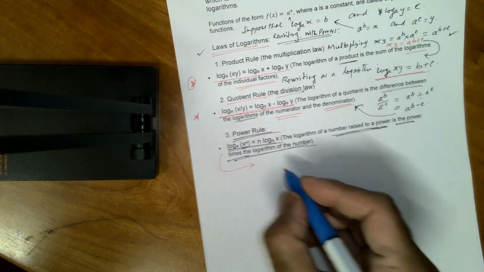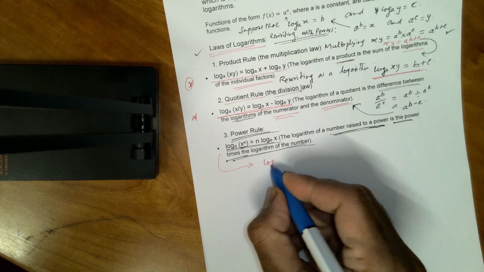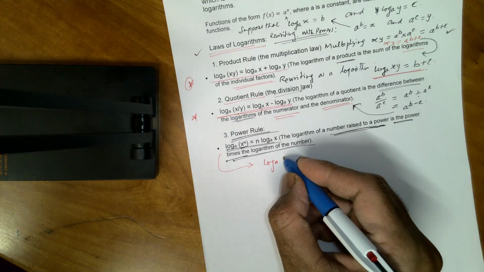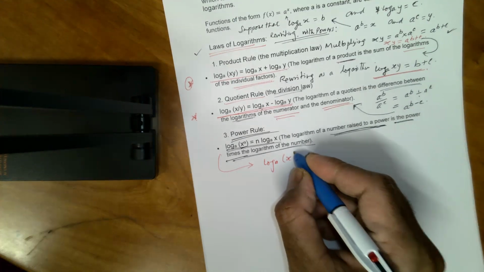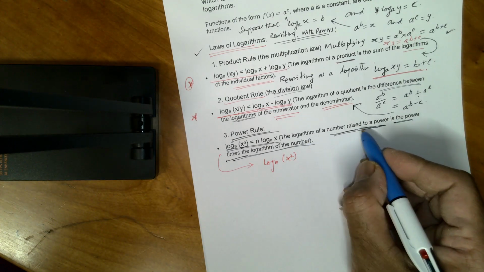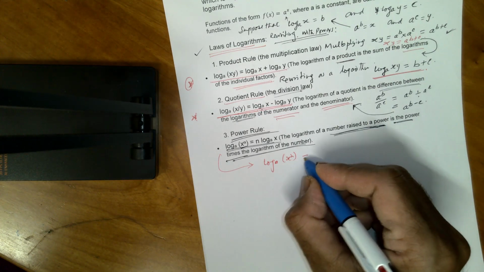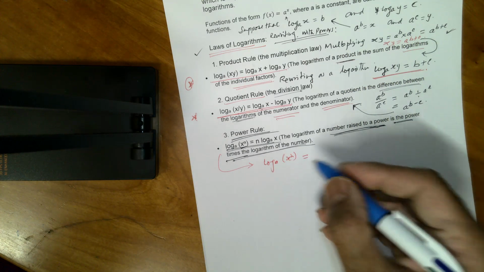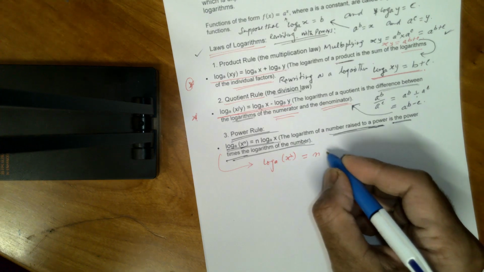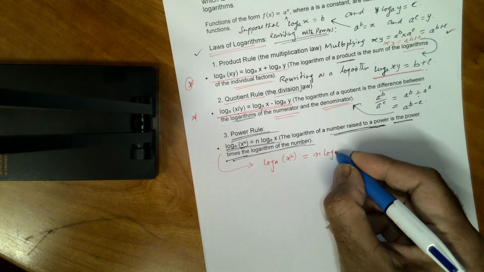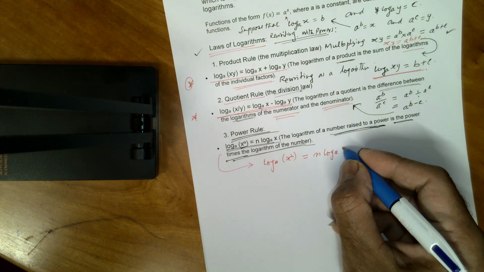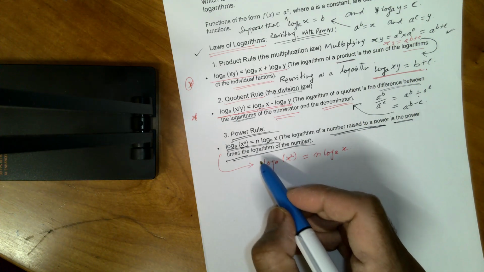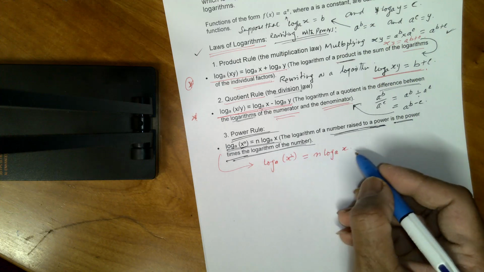So what he's trying to say here is that you have your logarithm, this is your base here, and it says the logarithm of a number raised to the power is the power times the logarithm of the number. So you go n times log base a of x here. So basically it's saying that the power is multiplying the logarithm of the number.